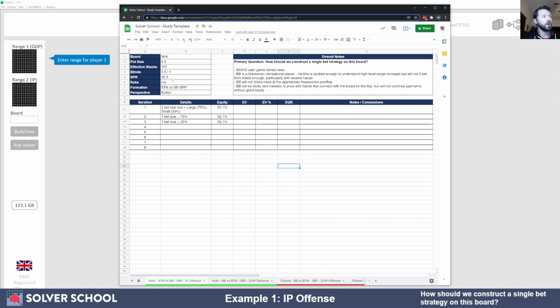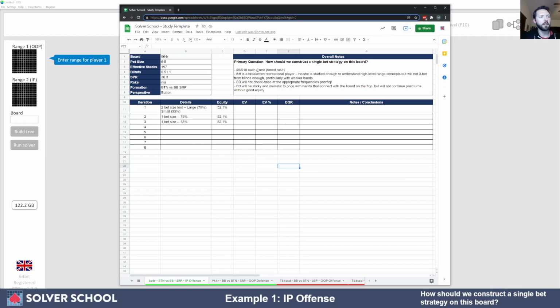I calculate the SPR. I account for the fact if I have rake or not. I like to have a little detail on what the formation of the game is, and then what perspective I am looking at this scenario through. And then I have some overall notes on the board.